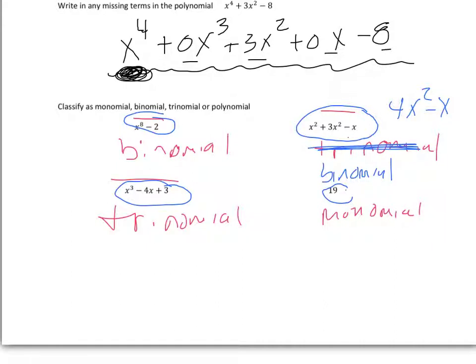So hopefully this made sense. It's more definitionary and getting used to what the polynomial means and the definitions and terms that we're going to be using. Next, we're going to be adding and subtracting, then multiplying, dividing, and then that's pretty much it.